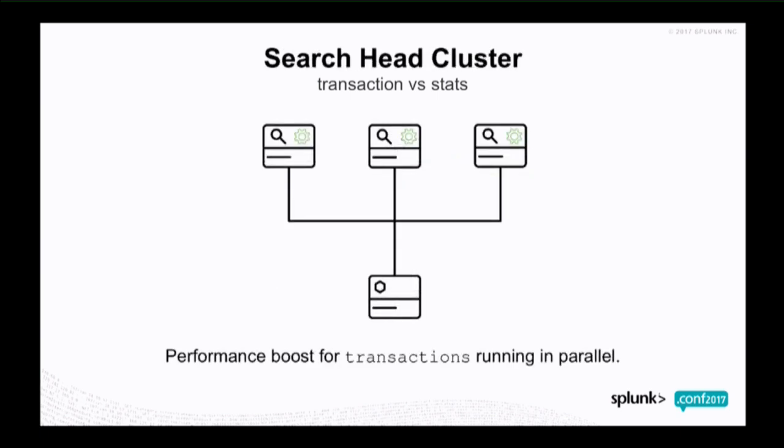So what this means is things like search head clustering will actually only increase the performance of your transactions if you're running multiple in parallel. So if we're running one search head, only that first search head can do any work. The other 2 can't help. We'd actually need to be running 3 to be able to take the full benefit of all of our search heads.